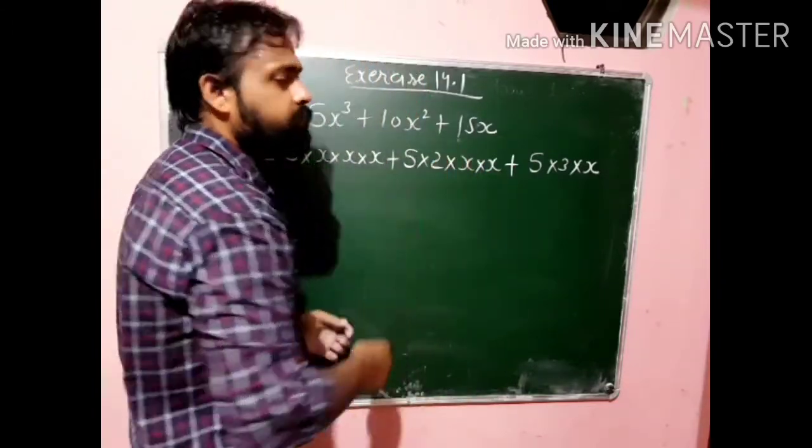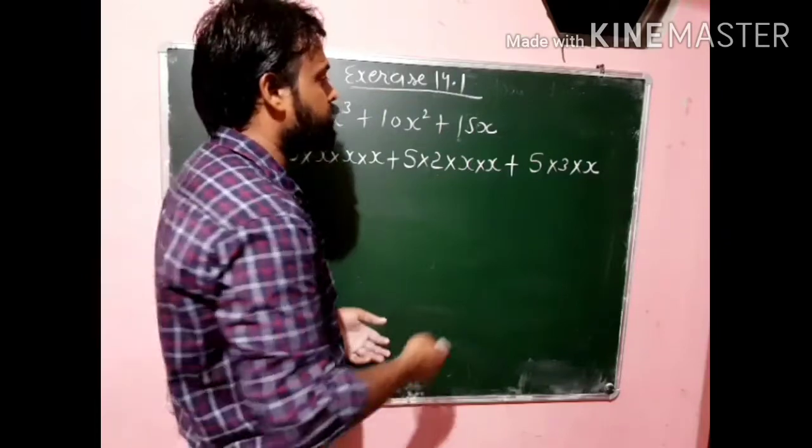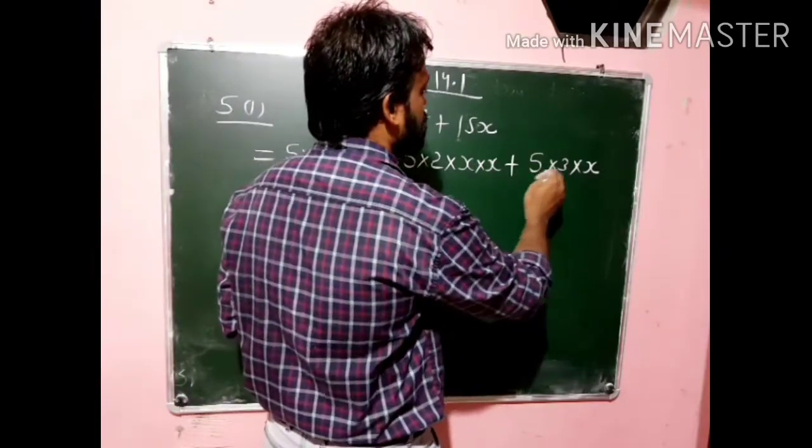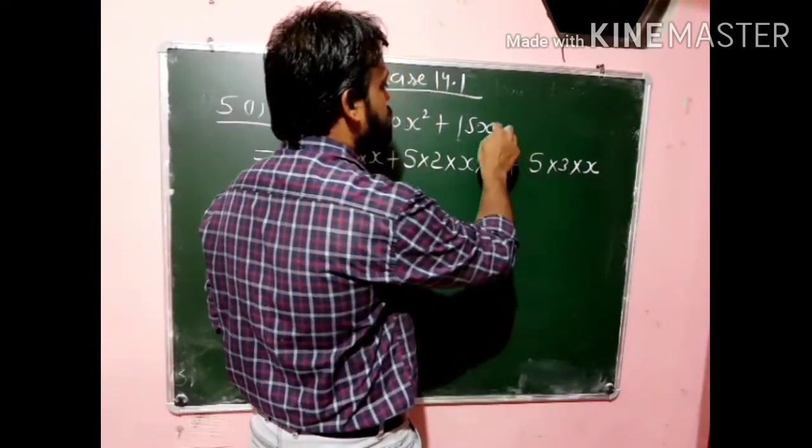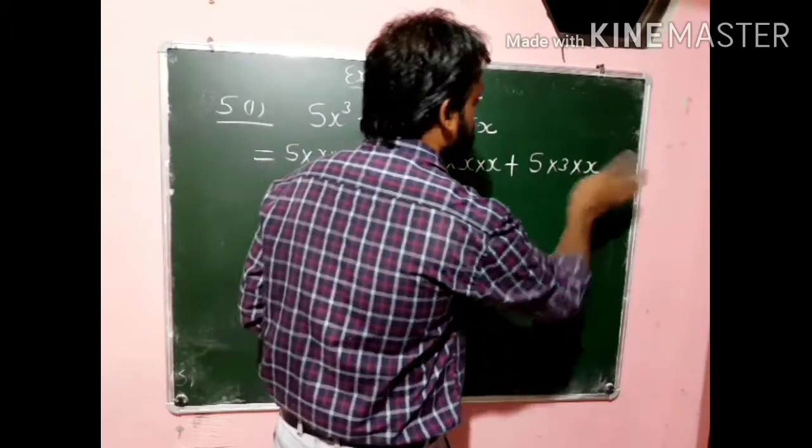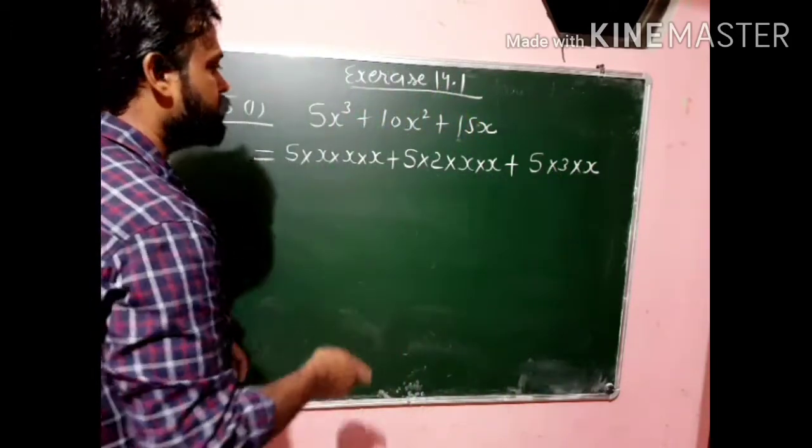Now you can see here is 15, so make the factors of 15 also. 5 3s are 15, so 5 multiplied by 3, and you can see here x has only a single power, so write down x as it is. I hope this is clear to you.